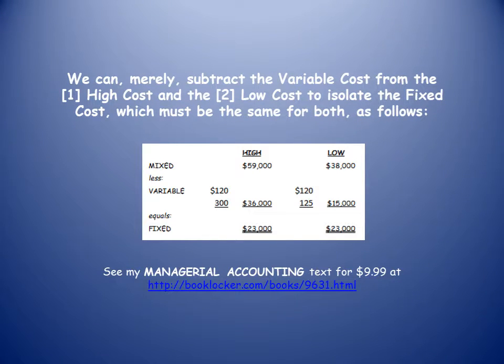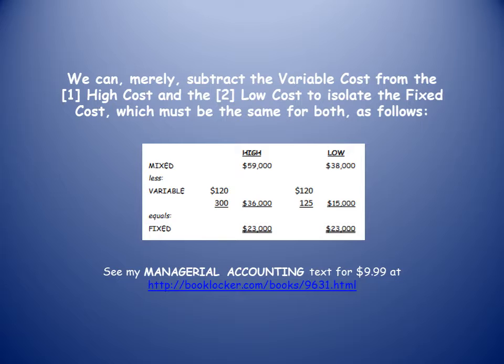Now that I have the variable cost, I'm going to back into the fixed costs, which should be equal or comparable under the high-low method. So I've taken my mixed costs or total costs for the high at $59,000, my mixed costs or total costs for the low at $38,000. I've developed an equation that suggests that the variable cost is $120 per unit. Notice that's the same for both the high and the low. I'm going to multiply that by the number of units, 300 for the high, 125 for the low.